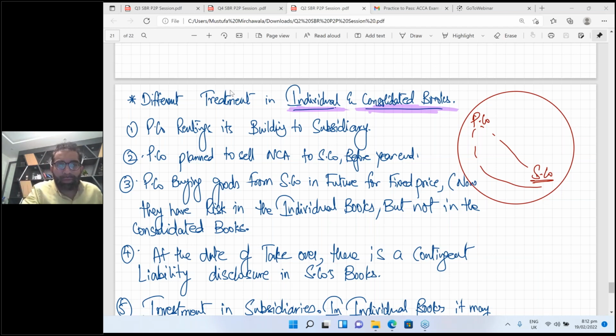Okay, now next, at the rate, this is very routine. The fourth point is related to the fourth point we teach in F7 FR level.